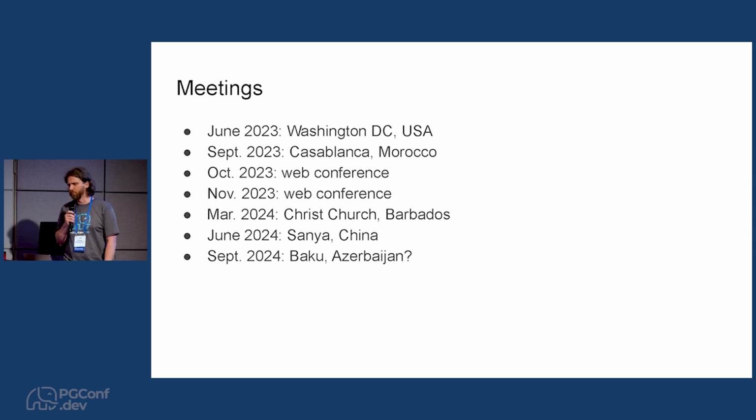The working group meets 3 times a year, usually in person, or you can also dial in via Zoom if you can't travel. And then there are occasional interim web-only conferences as necessary. These are the meetings we had recently. The next meeting is just in 2 weeks.